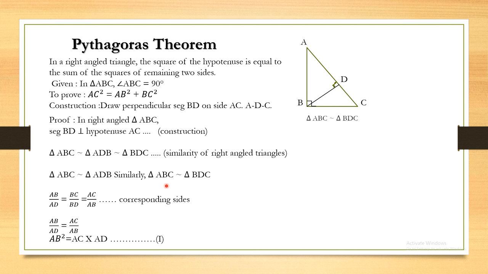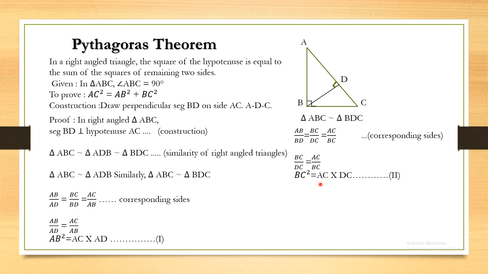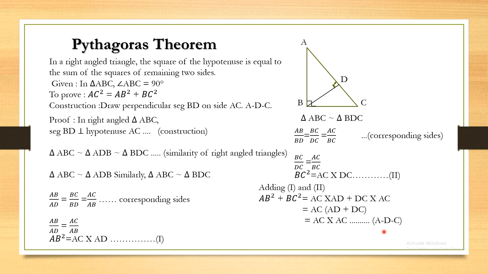Now take this pair: triangle ABC is similar to triangle BDC. So the corresponding sides are in proportion. Here we take these two ratios: BC upon DC equal to AC upon BC. Cross multiplication gives BC square equal to AC into DC. By adding the first and second equations, we get AB square plus BC square equal to AC into AD plus DC into AC. Take AC common. So AD plus DC becomes AC because these are collinear points. So we have just proved the theorem.